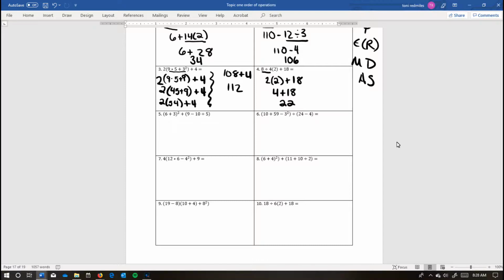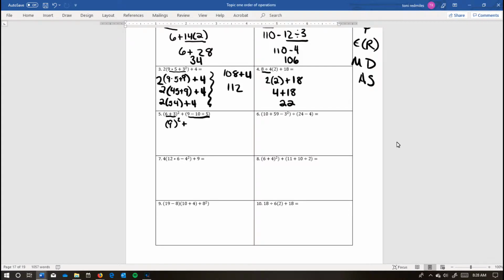All right, so parentheses, yes, I have a parenthesis here and I have a parenthesis here. So let's work the first one out first. The only thing in there going on is addition, so I'm going to add. The 2 is not inside the parenthesis, so I'm not going to solve it till I get to the exponent step. All right, let's go into the next one.